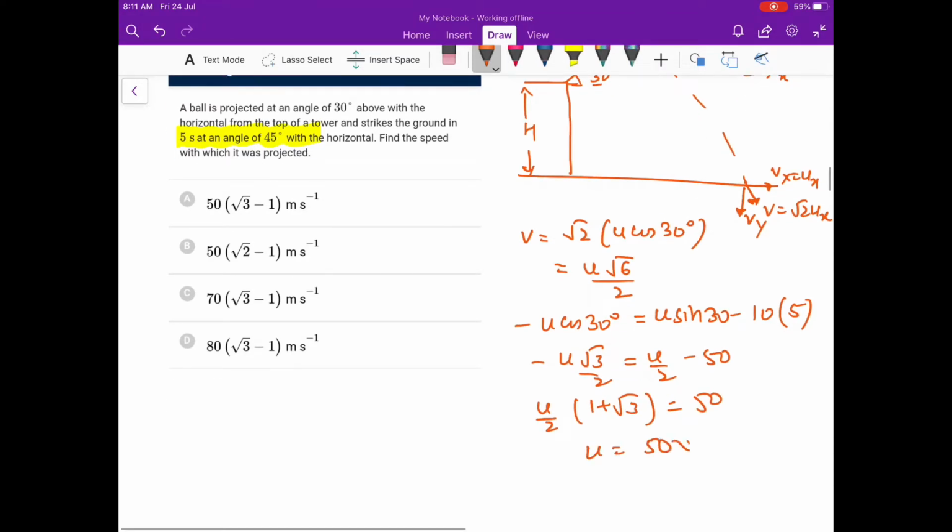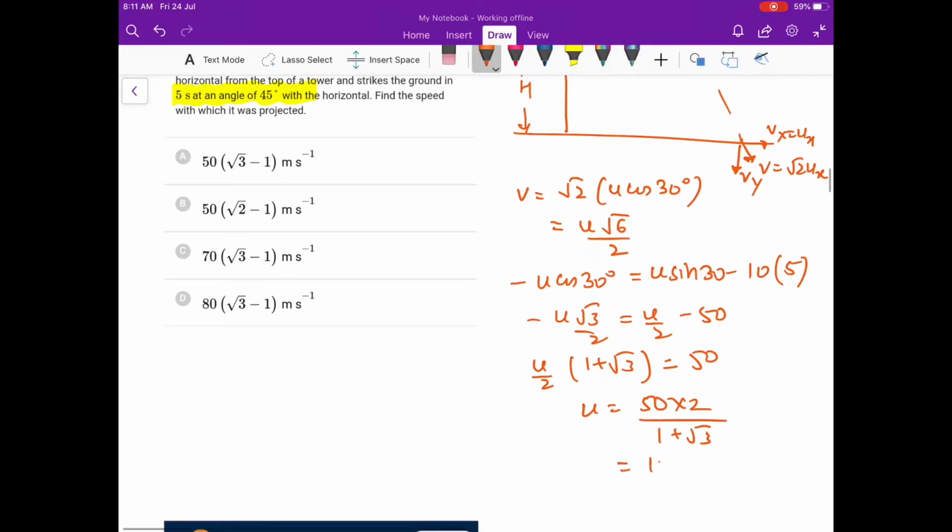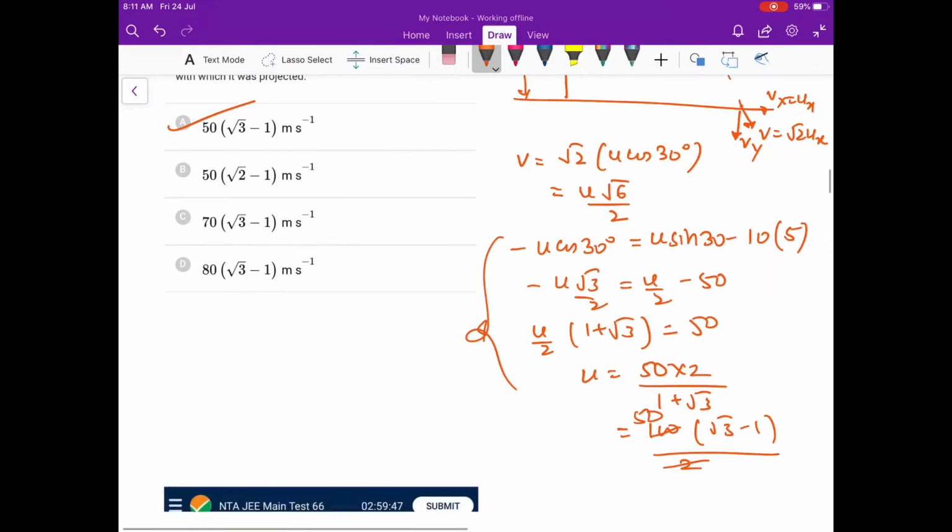U would be equal to 50 into 2 upon 1 plus root 3. So if I do that simplification, it will become root 3 minus 1 here, and it will be root 3 plus 1 into root 3 minus 1, which would be 3 minus 1, that would be 2. So it is 50 into root 3 minus 1. So I'll go for option A. So simply you could have done from this equation only.